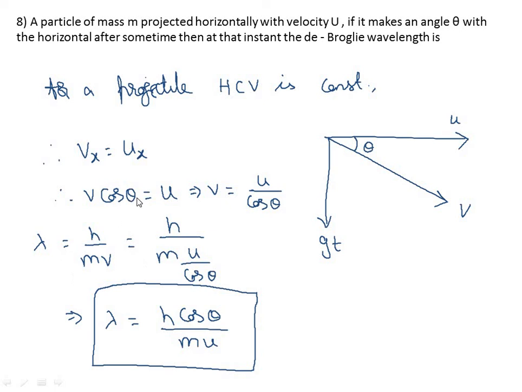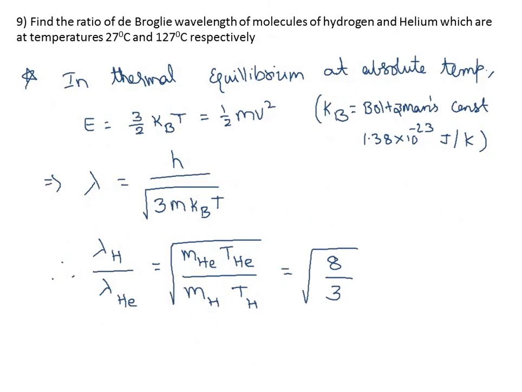Now what is the formula for de Broglie wavelength? Lambda equals h by p, h by mv. So h by m into, after some time, the velocity u by cos theta. So lambda equals h cos theta by mu. This is the final expression which we need. Are we clear with this? Right. Let's look at the next one.